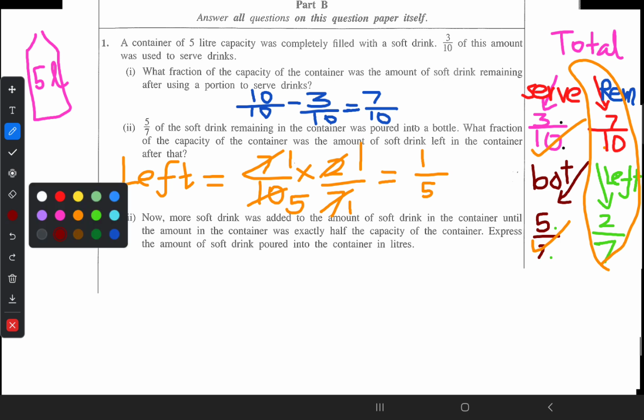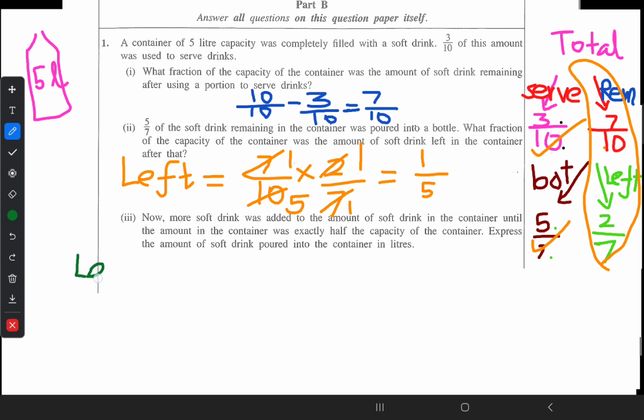The wordings, they used difficult wordings. I'll explain that in simple words. Now more soft drink was added. Now there's a portion of soft drink remaining. Let's find the portion remaining, the quantity of left soft drink.